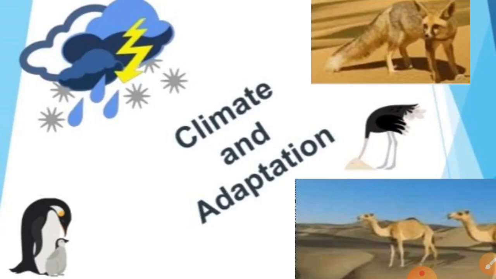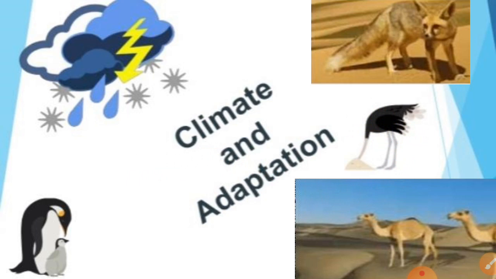What is the climate and adaptation? So climate means the climate of a place can affect the living organisms of that area, and the animals living in the particular region. You can see here different diagrams, this and this. So animals living in a particular region adapt themselves so that they can survive the weather conditions of that place.